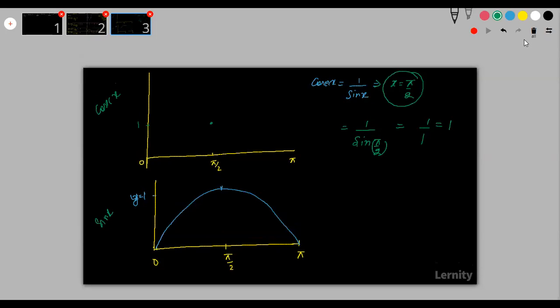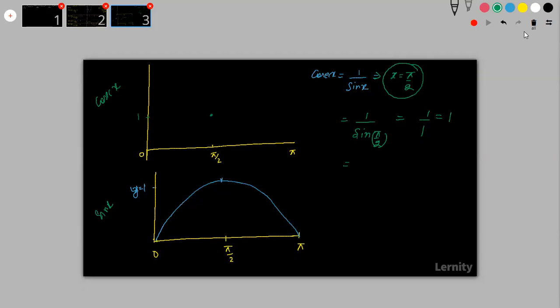Okay, fine. Now let's take a value on the left side. Take any value. Suppose I'm taking pi by 6, that means 30 degrees. That means if I move from here till here, 30 degrees, let's see what I'm getting. Let's take cosec of 30 degrees, so 1 by sine of 30 degrees, sine of pi by 6. Sine of pi by 6 is 1 by 2, so this will become simply 2. So this is nothing but 2.